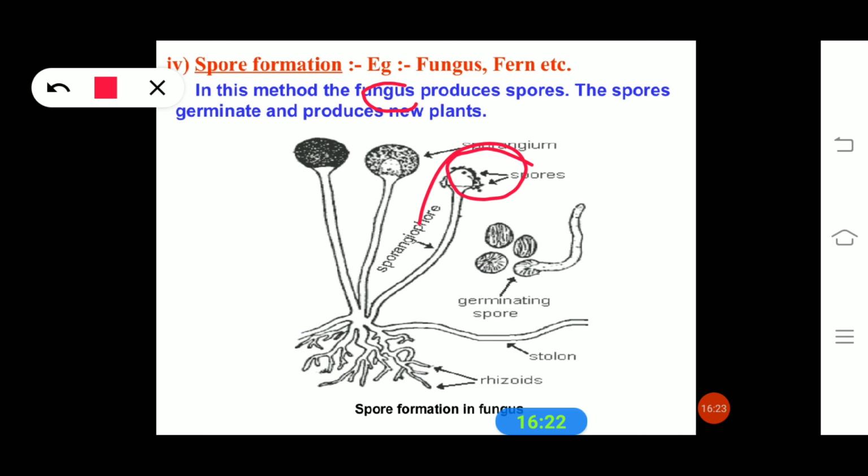So when these spores germinate, what happens? They produce new plants. When we germinate these spores in the soil, we get a new plant. So spore formation means some organisms produce spores on the surface of their body, and when these spores germinate, they can produce a new plant. So what is an example for spore formation? Fungus.